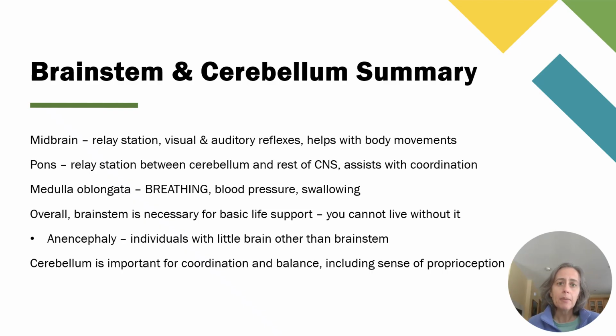And then the cerebellum is, of course, important for coordination and balance. And we introduced that new vocabulary term of proprioception, that sense of where your body is in relationship to your other body parts and in relationship to the world around you. So that's 6B. And next we'll start talking about the diencephalon and the cerebrum.